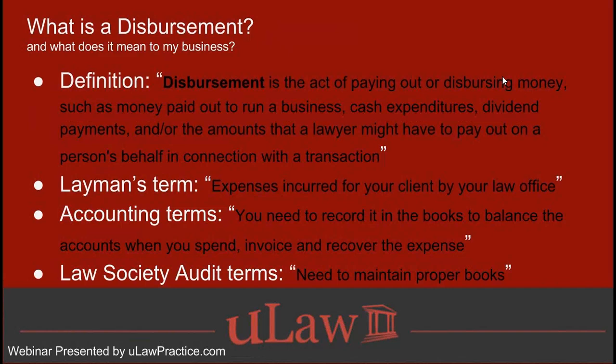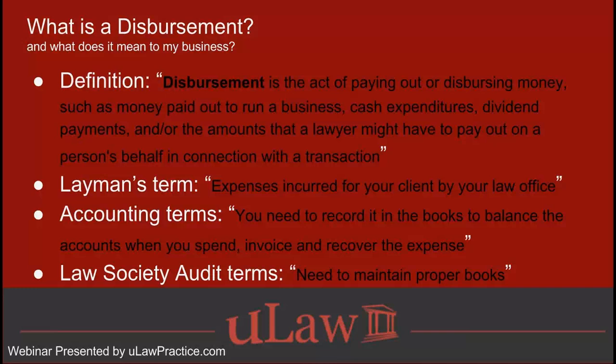Okay, so starting with the bare bones, what is a disbursement and what does that mean to your business? Okay. The definition that we found on Wiki is that a disbursement is the act of paying out or disbursing money, where the name comes from, such as money paid out to run a business, expenditures, or the amounts that a lawyer may have to pay out on a person's behalf in connection with a transaction or a file or a matter. Okay? A layman's term would be the expenses that you've incurred for a specific client by your legal office.